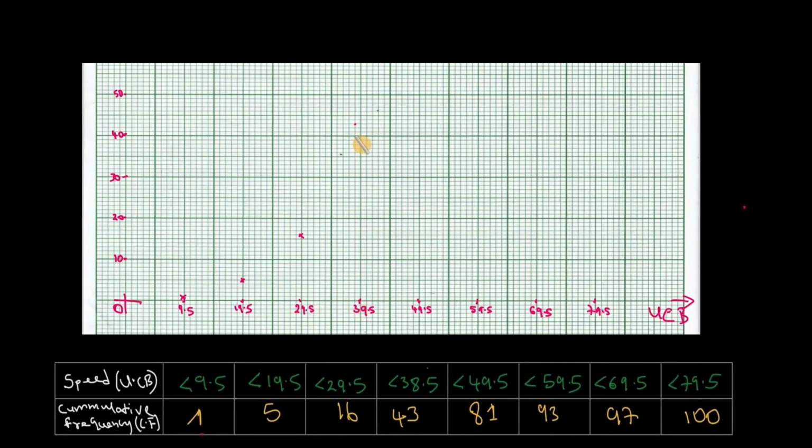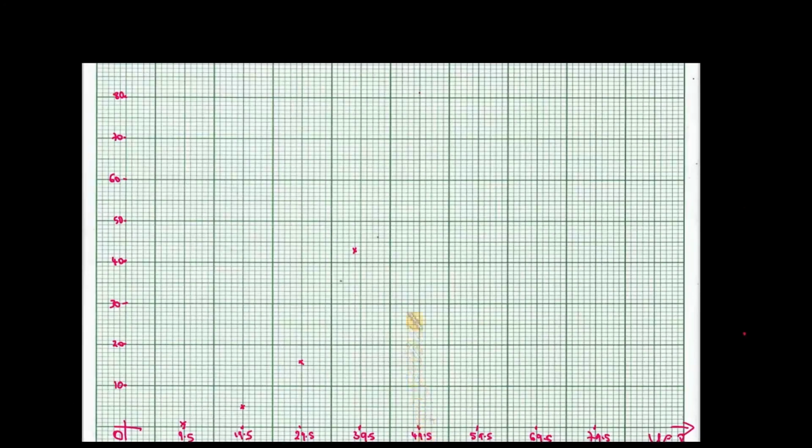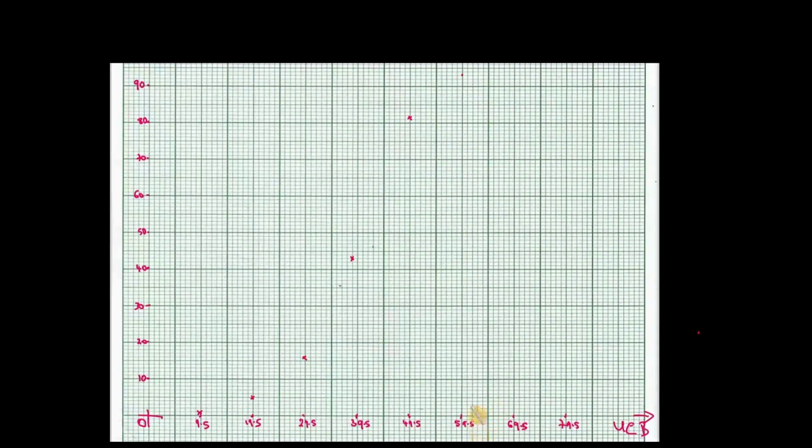38.5 is here. This is 43. The point is here, so I mark. 49.5 against 81. 49.5 is here. I move up. This is 81. I mark. 59.5 against 93.